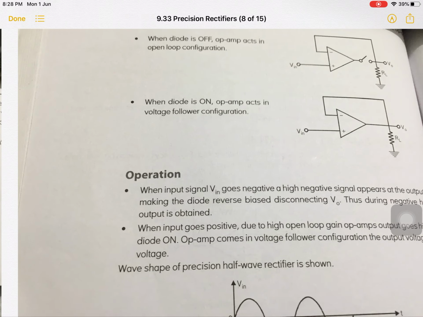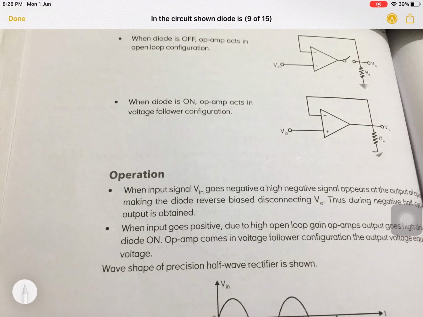Now we'll move further. In the negative half cycle, the diode is off, open loop, and we will not get any output. As soon as we apply a positive half, the diode turns on. In that case, because of the op-amp, we get a higher gain, which will enable the diode to turn on.